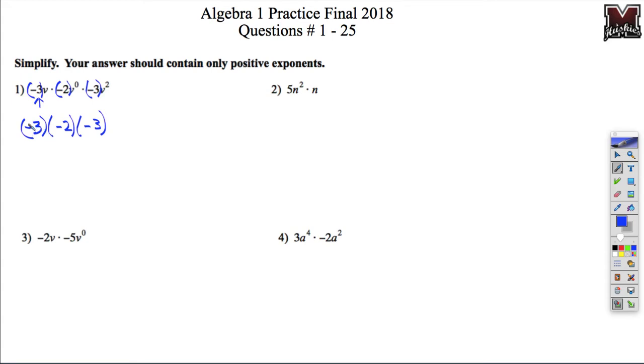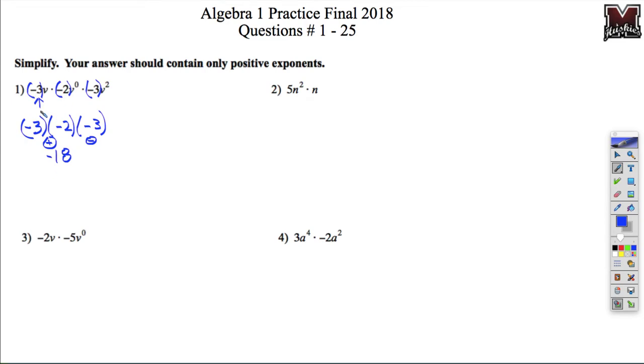Okay, so let's deal with the signs later. Let's just do 3 times 2 times 3. 3 times 2, 6. 6 times 3 is 18. So this thing turns into 18, and now we'll deal with the sign. Negative times a negative, these two form a positive. And then a positive times a negative is a negative, so our final answer is a negative 18.